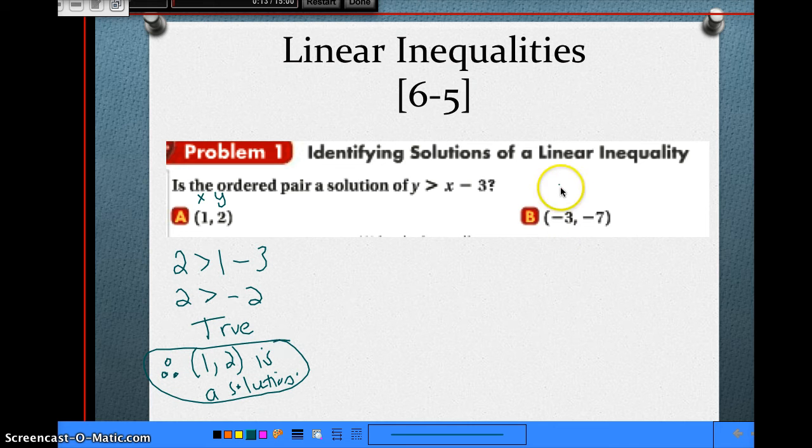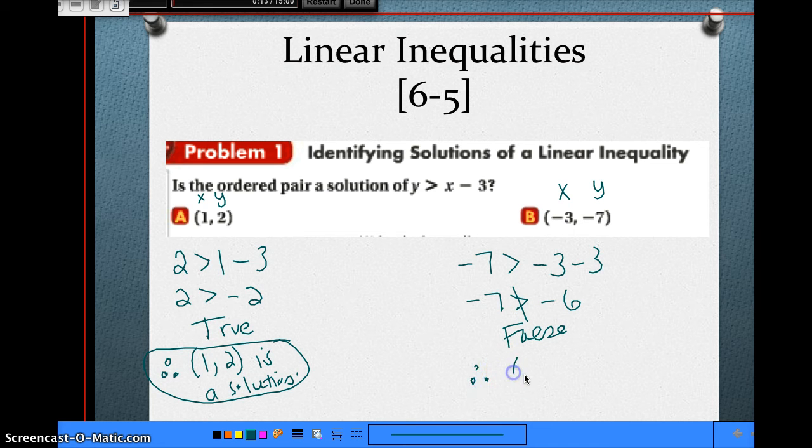Second question, same idea. They're switching the ordered pair on us, so now we're going to substitute negative 7 in for y, negative 3 in for x. Negative 7 is greater than negative 3 minus 3, which is negative 6. Is negative 7 greater than negative 6? That is false. Therefore, negative 3 comma negative 7 is not a solution.